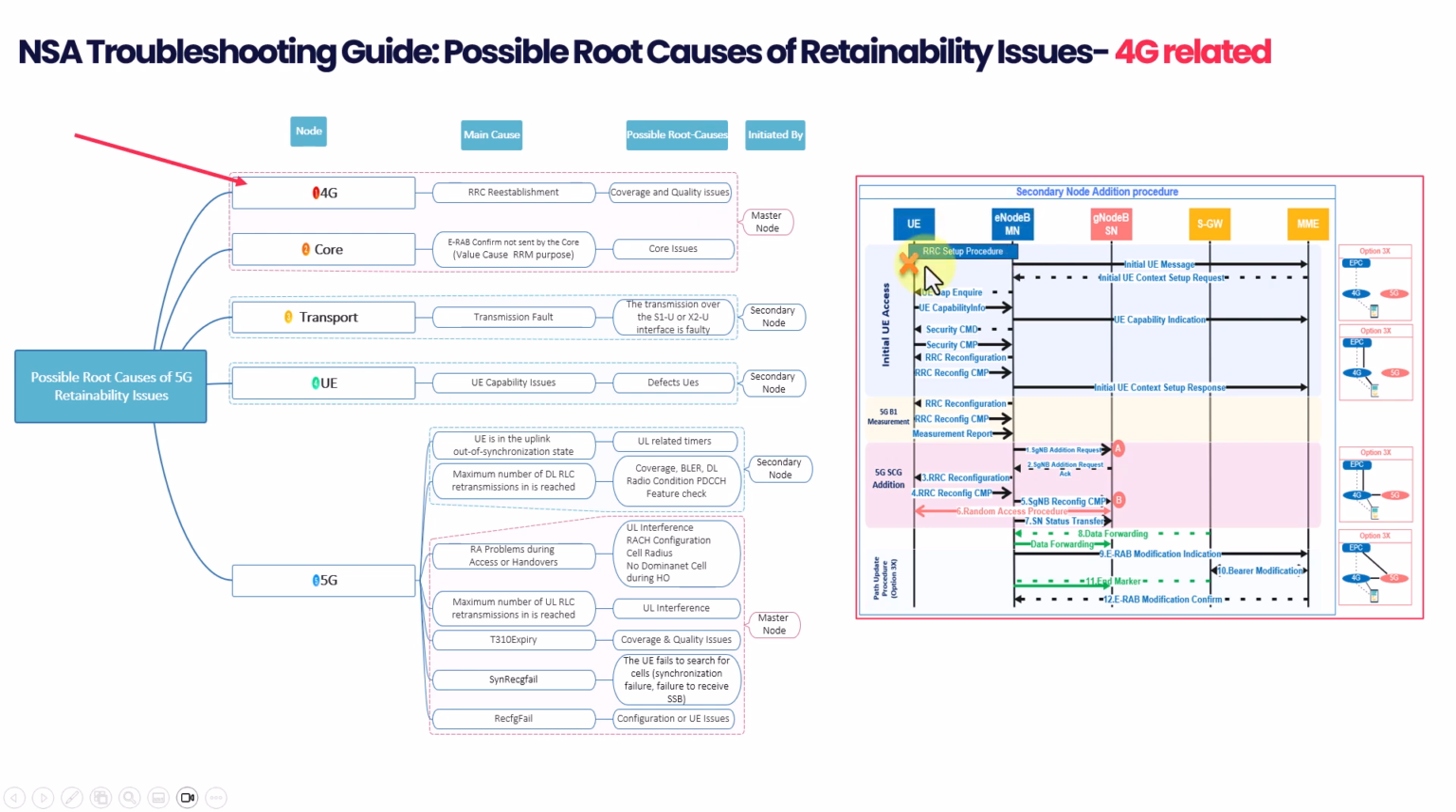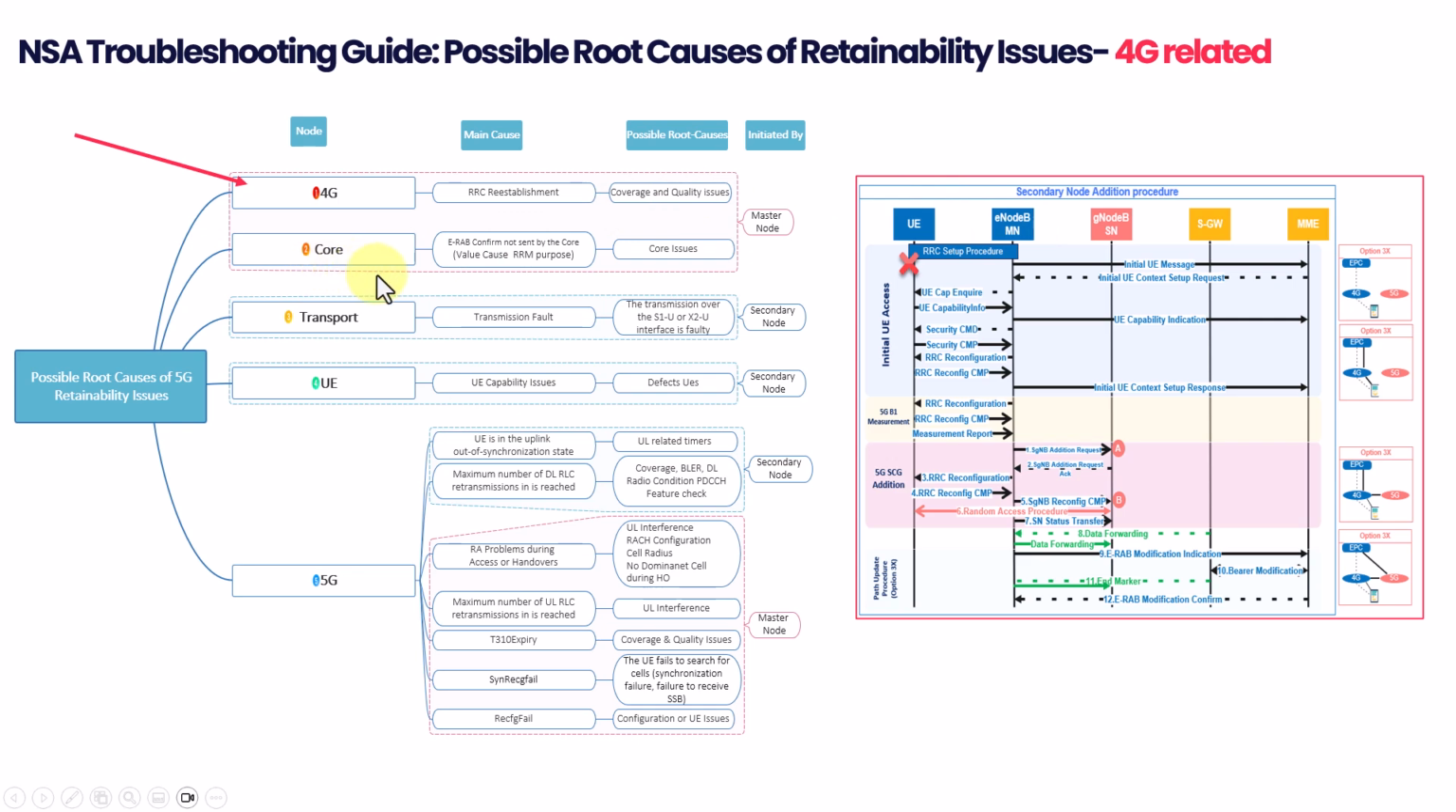And this is whenever, for example, you have an issue after the SgNB addition success. When you have an issue on the radio coverage or quality, and you have a reestablishment issue, this will release your 5G as well. And this is initiated by the master node, the release, and will be for sure your connection loss.